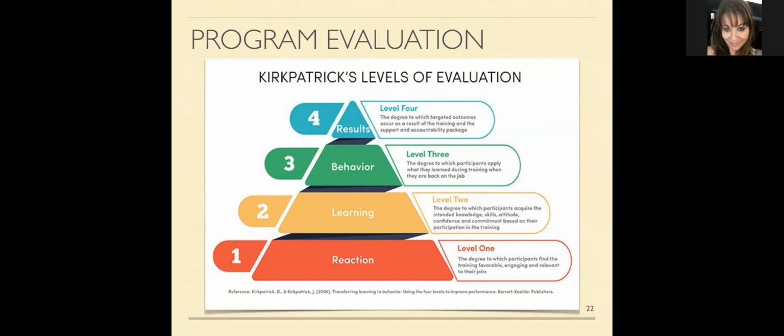And then the second level is, how did they learn? Did they get this? Did they acquire new skills? Did they learn how to write better? Did they learn how to research better? Did you get to explore at this level? So it's the degree to which the participants actually were engaged in the learning. So that's the second level.